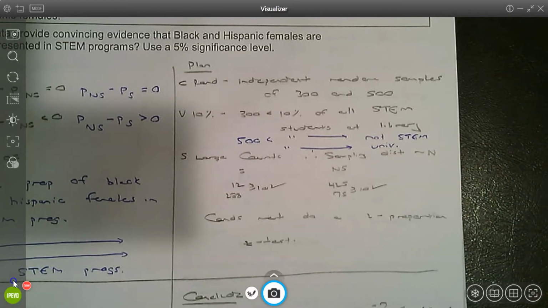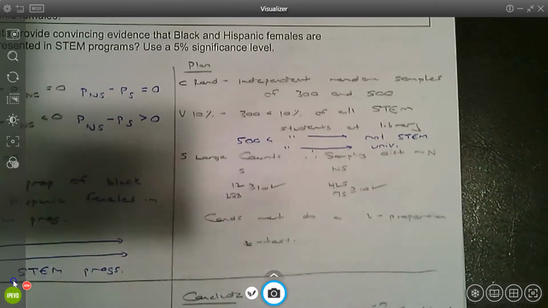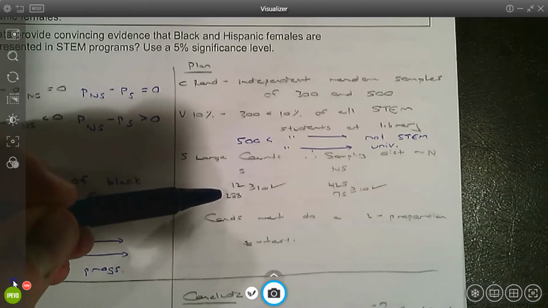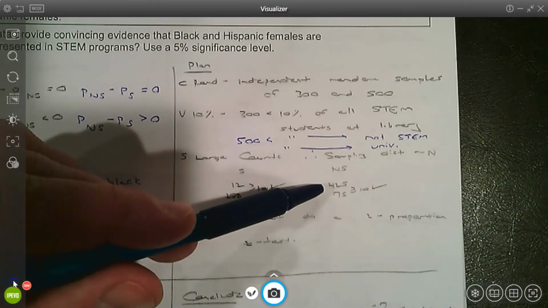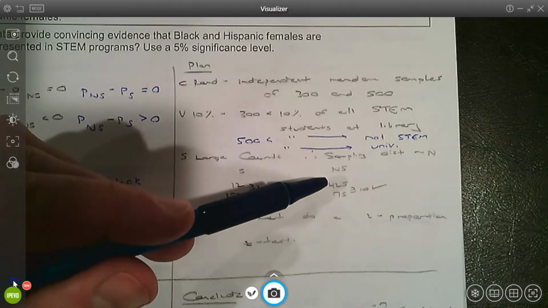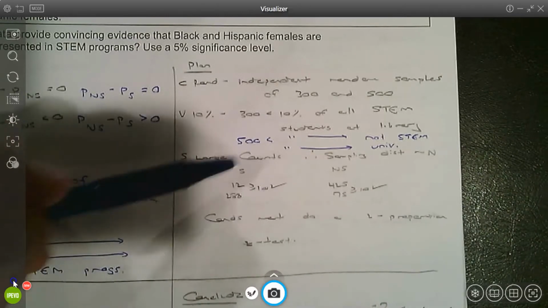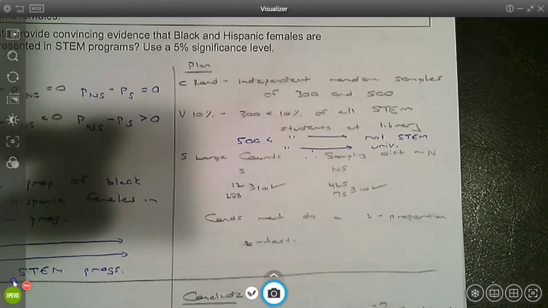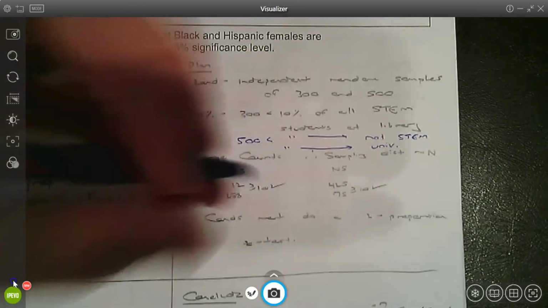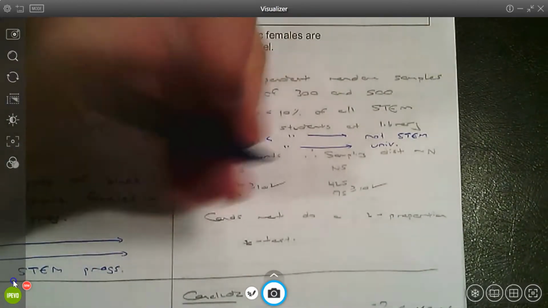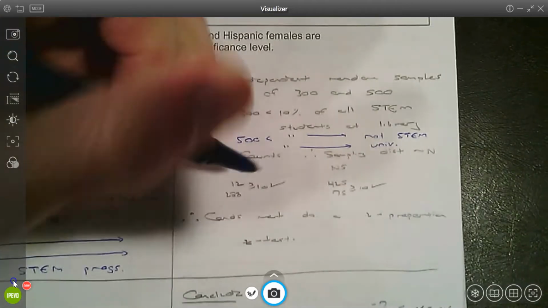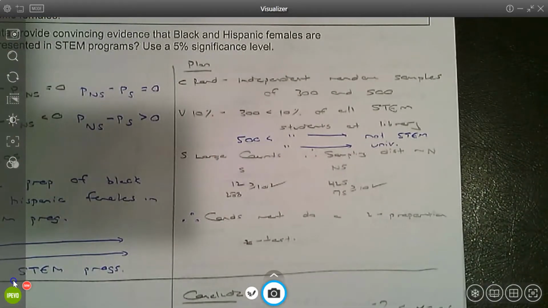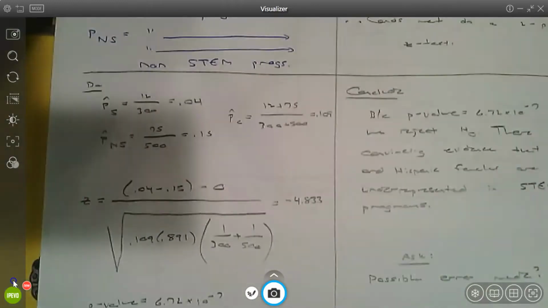Okay, large counts condition. We're going to have to check this twice. For the STEM group, 12 successes, 288 failures. For the non-STEM group, 75 successes, 425 failures. All of those are at least 10, so the sampling distribution is approximately normal. Therefore, our conditions are met. We can do a 2 proportion Z test. All right, going to the do step.